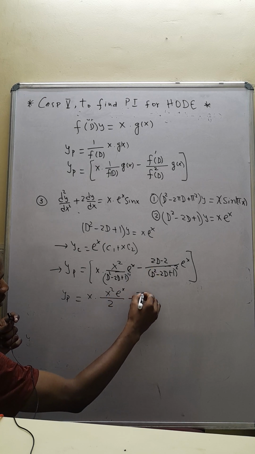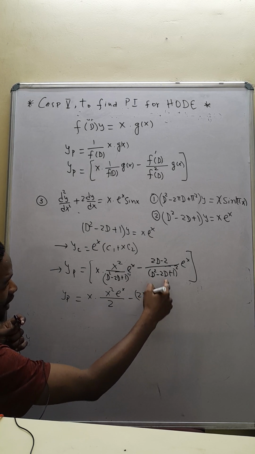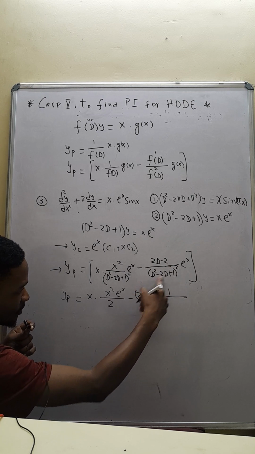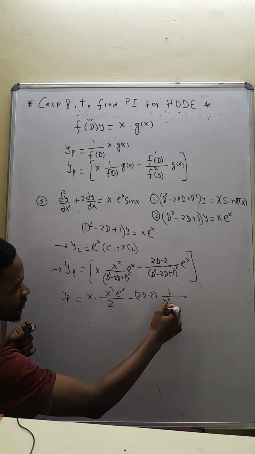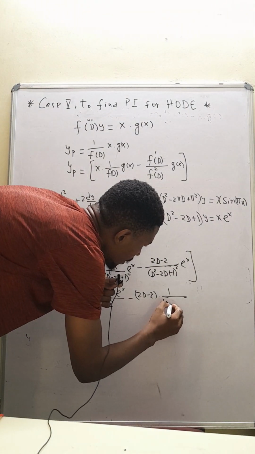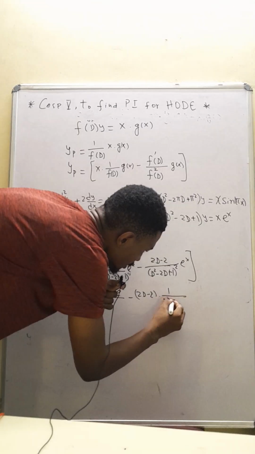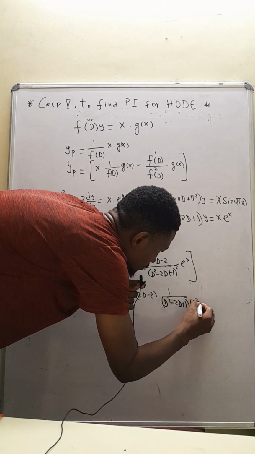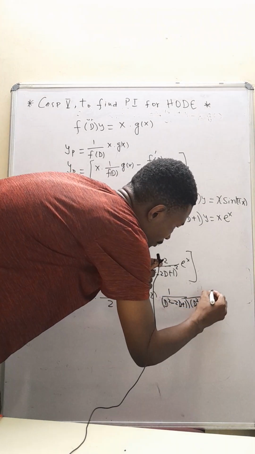Minus, now let us pick up the second expression, minus 2. Now here, we are going to derive this one, squared 2 times. This will be d squared minus 2d plus 1, and d squared minus 2d plus 1, times Euler raised to x.